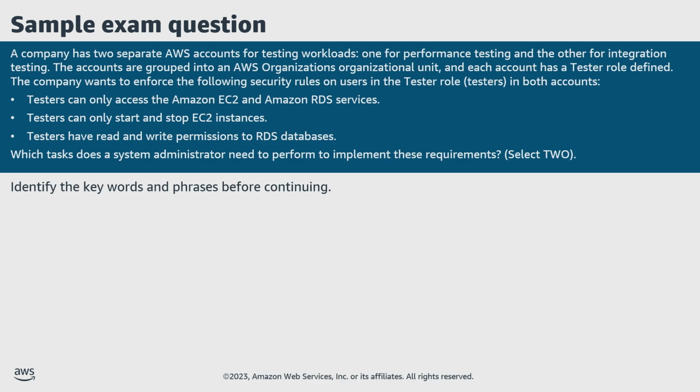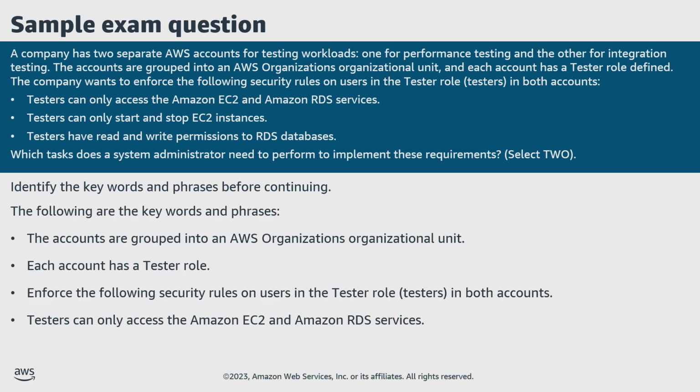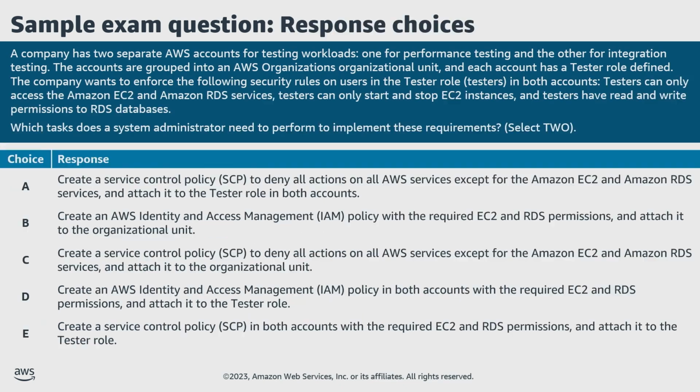Before looking at the response choices, think about the keywords and phrases in the question that guide your choices. You can pause the video if you want to think about it a bit more before continuing. Two key pieces of information are that the accounts are grouped into an organization's OU, and each account has a tester role. It's also important that they want to enforce security rules on the testers in both accounts. Finally, the resources they should access are Amazon EC2 and Amazon RDS.